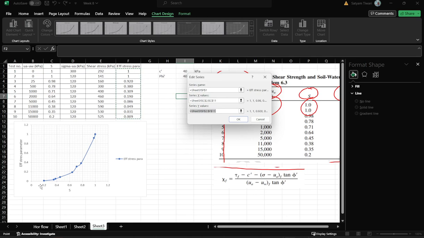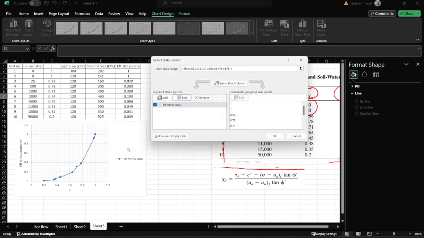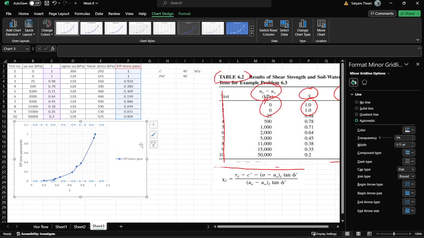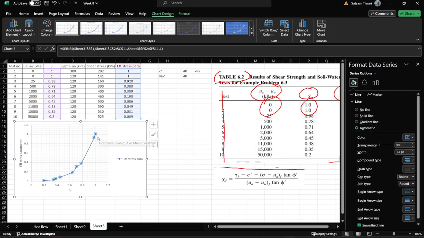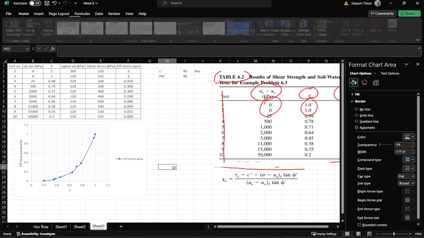So as we see, as the degree of saturation is increasing, the effective stress parameter is increasing. Fine. And as it reaches the value, there are two values which are plotted here. That means at the degree of saturation of 1, the effective stress parameter is also 1.